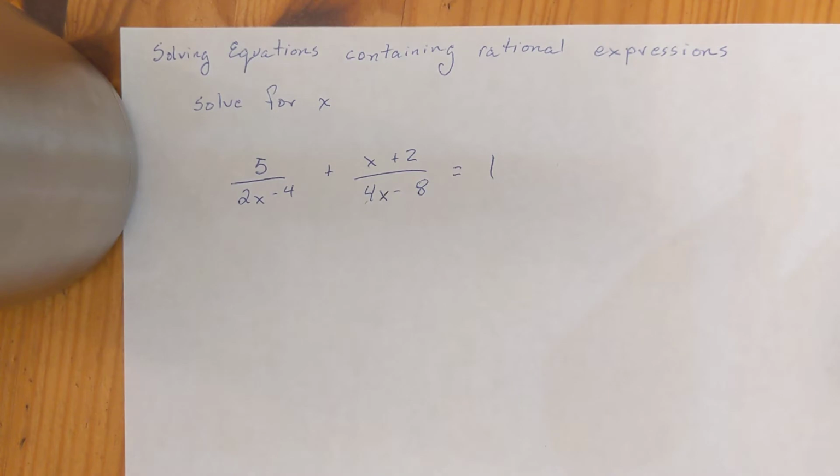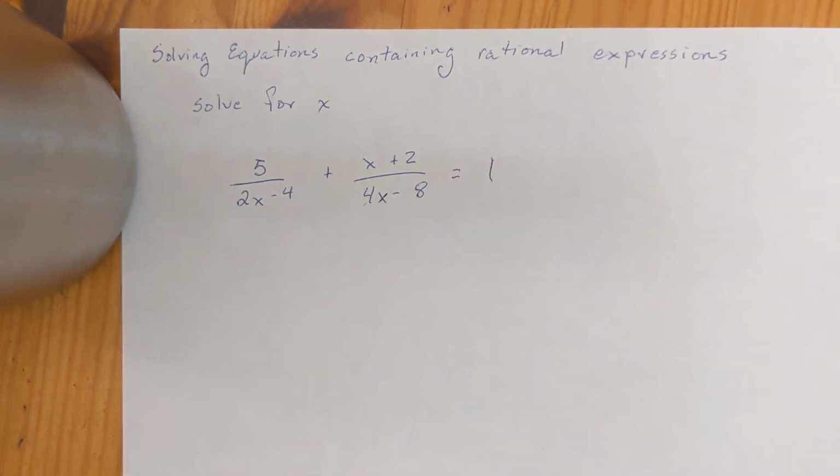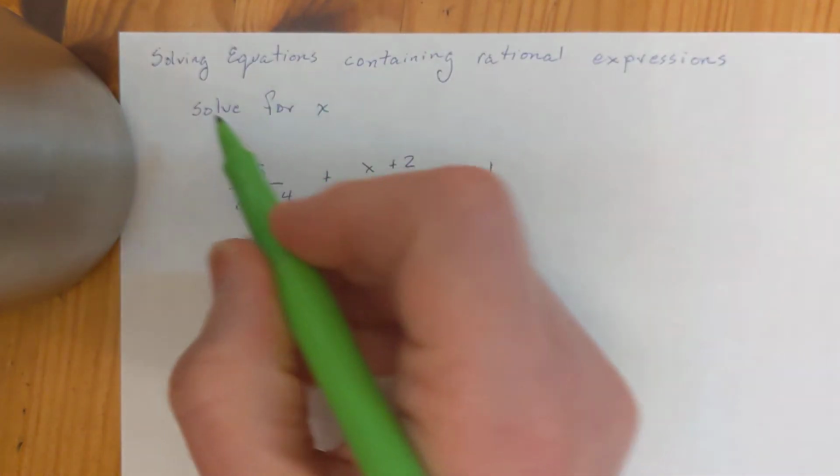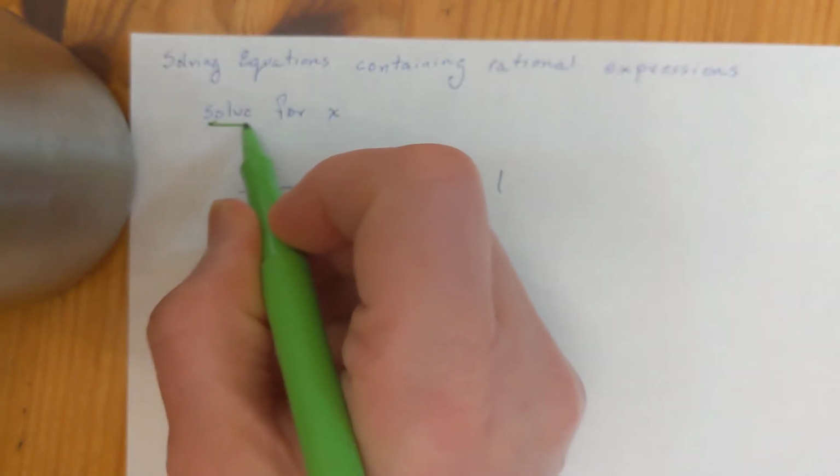Today we're solving equations that contain rational expressions. Solving is a key word here. It says solve for x. This means I'm going to get x equals something. Solve.